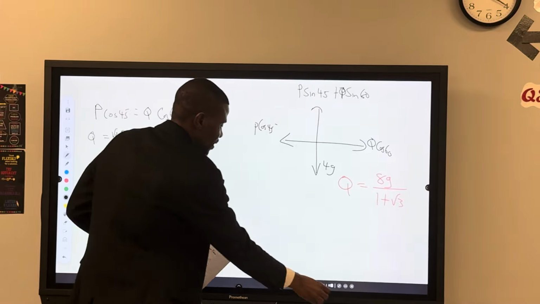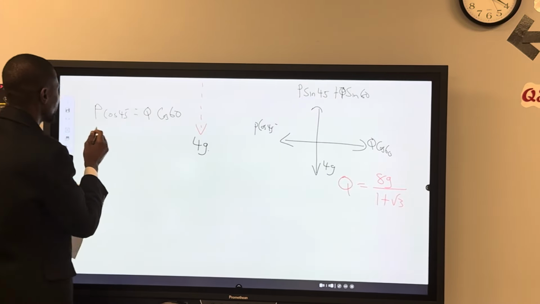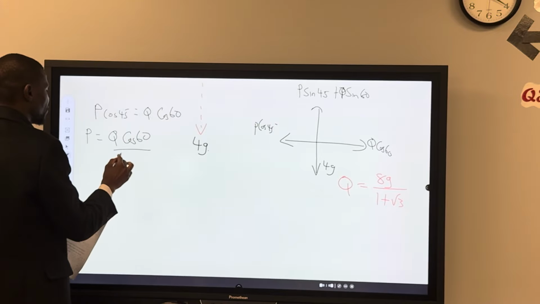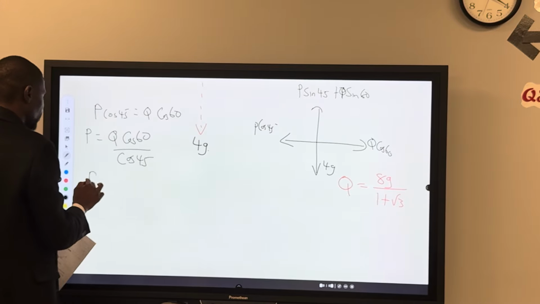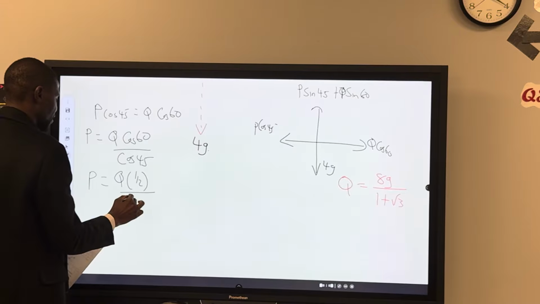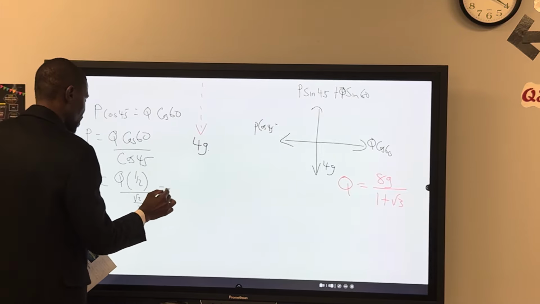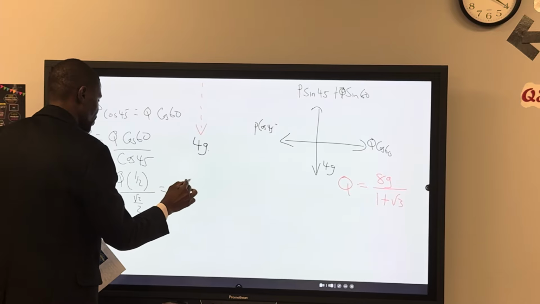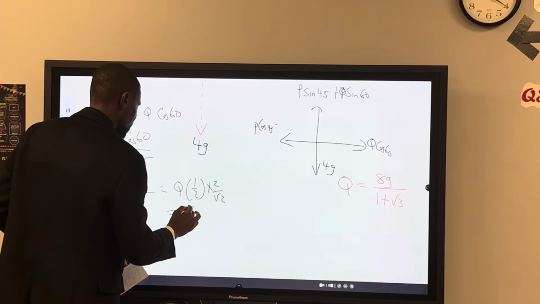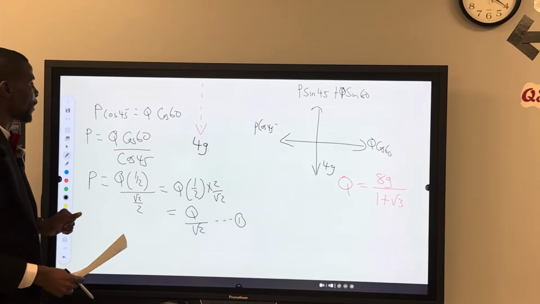because I need Q there, let me isolate P. When I isolate P, P is going to be Q cos 60 over cos 45. So cos 60 is 1/2, and cos 45 is root 2 over 2. So when I keep change flip, it's going to be Q times 1 over 2 times 2 over root 2, which is just Q over square root of 2. So that's how I get P, right?